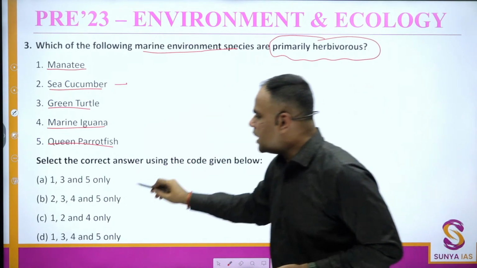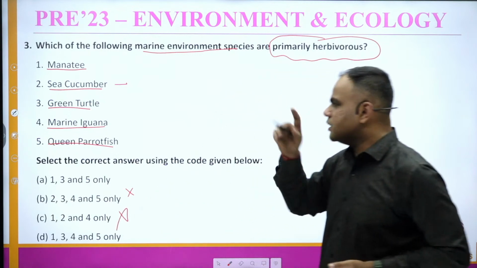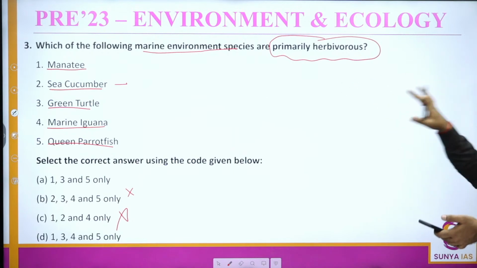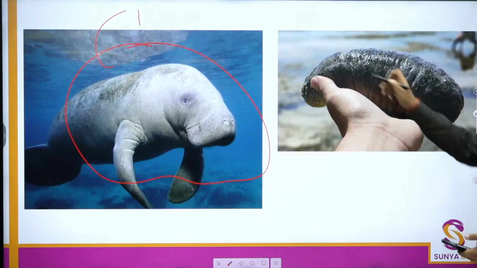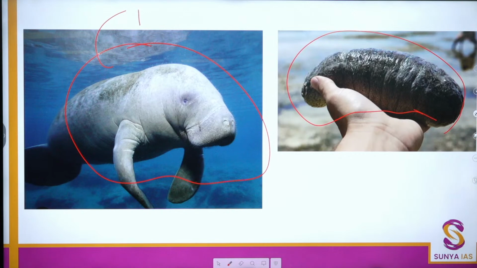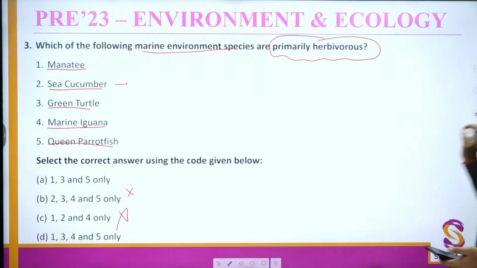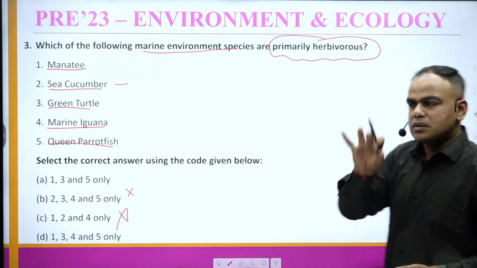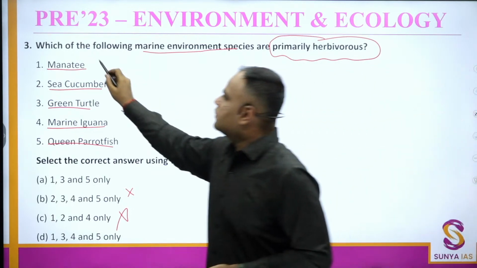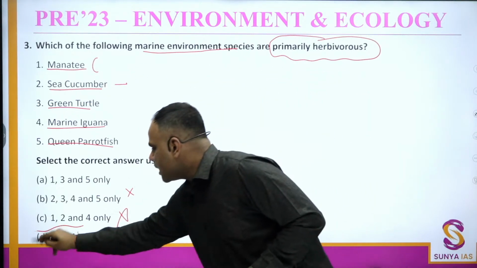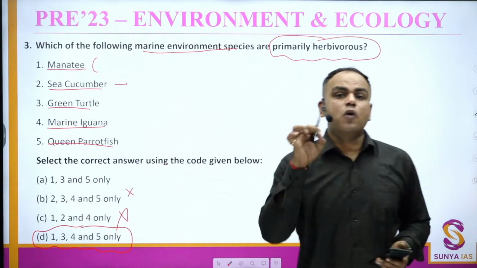So if you eliminate 2 from your answers, then you are left with manatee, green turtle, marine iguana, queen parrotfish. And for this, I've also shared the image. This is how the sea cucumber looks like. It is a bottom dwelling organism. Yeah, I think some of you are telling sea cows, yes. So the question on dugong was already asked. So manatee, you can think of that with dugong. So here, eliminate 2, you get your answer. The answer is 1, 2, 4 and 5.